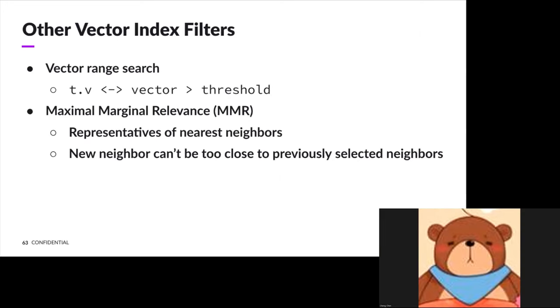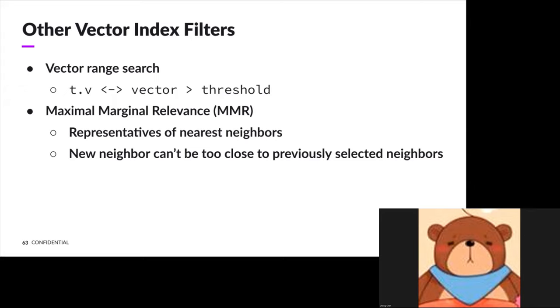So this is the last page. The vector index can also be used elsewhere other than regular ANN vector search. One example is vector range search, where we want to find all vectors whose distances to a target vector fall in a certain range. This can also be done efficiently with a vector index.